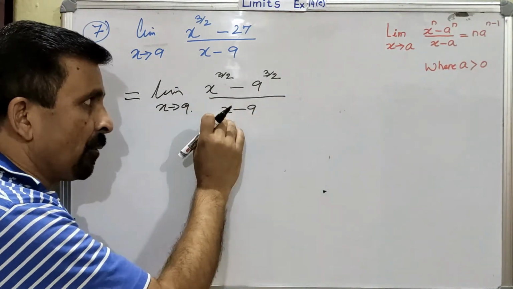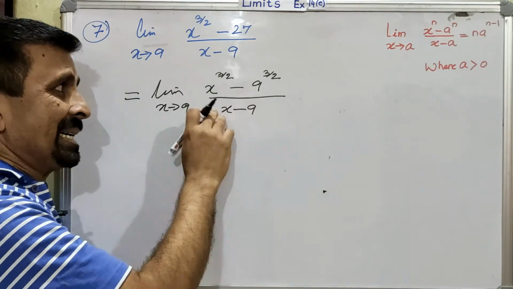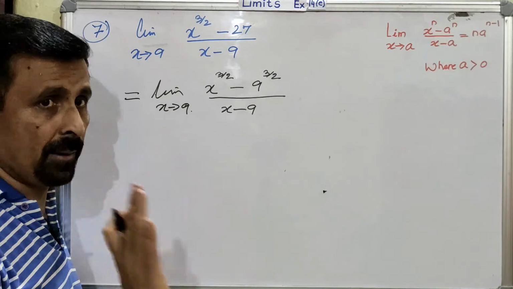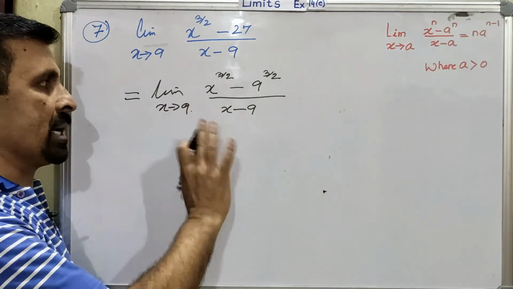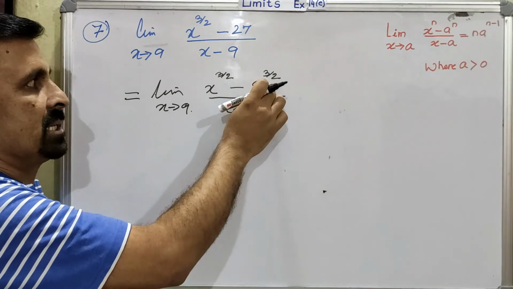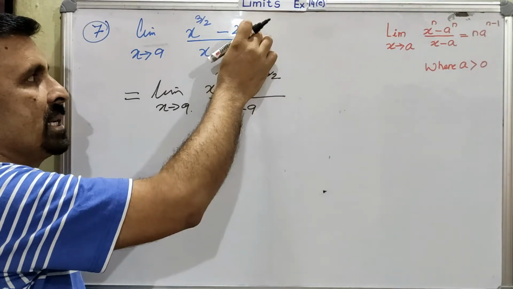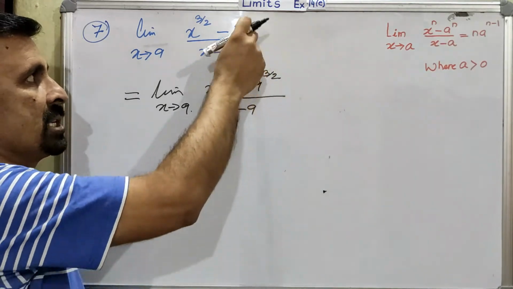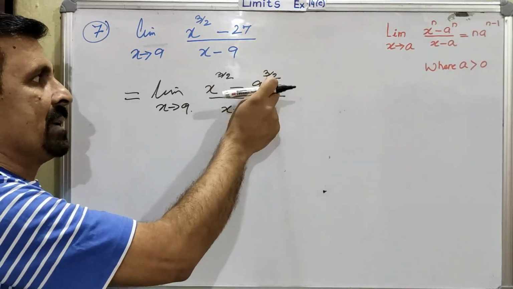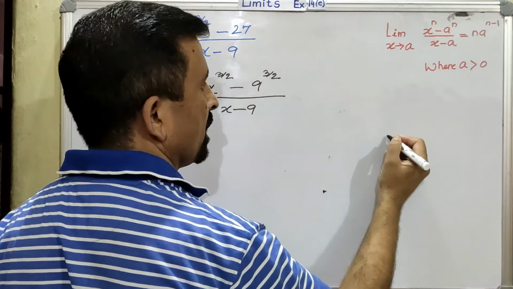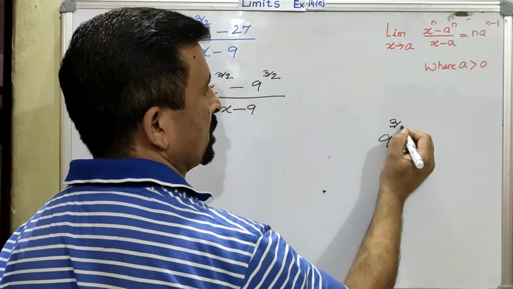But is my way of writing this technically correct? That we have to check and confirm. We have no doubt about any other part, because we did not do anything there; we have only made changes in this part. This 27 we have replaced by 9 to the power 3 over 2. So are these two the same? Will this give you the same value? Let me show you. 9 to the power 3 over 2.